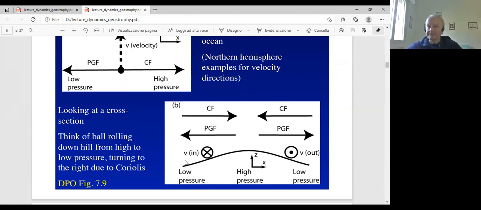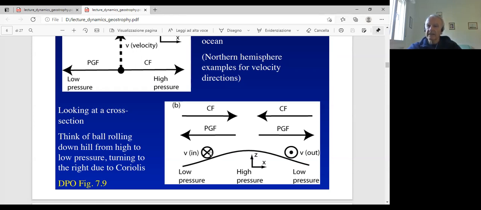If we have the vertical cross section across our ocean, and this is, for example, the sea surface of the ocean, what is happening here? Here, the pressure is higher than here, because here the sea level is higher than on both sides. In that case, the pressure gradient force on this side of the hill, this is like a small hill, is from the hill toward the other side.